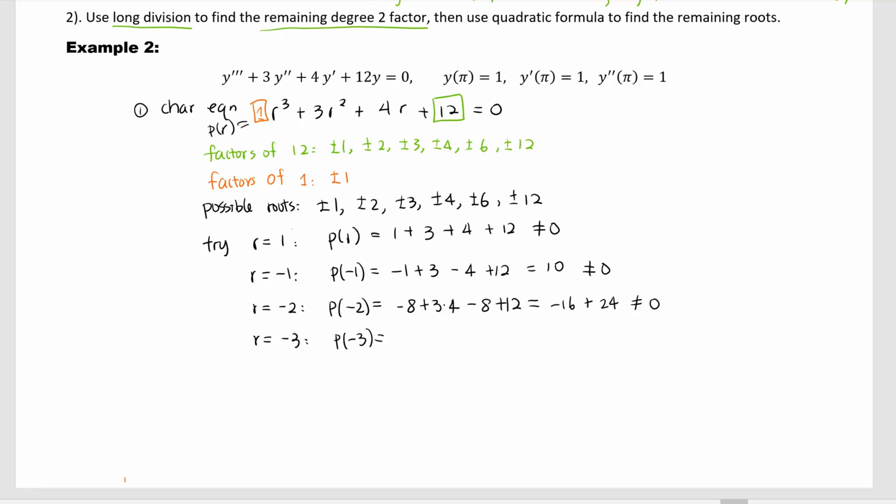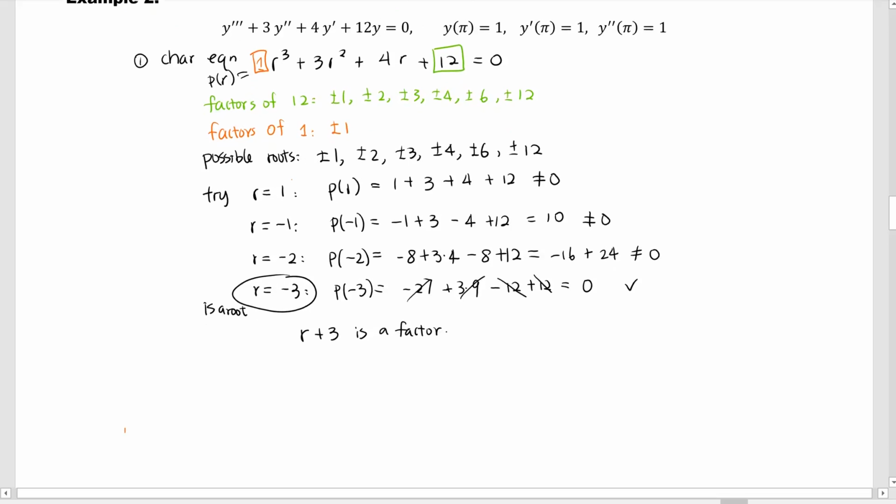Okay, -3 cubed is -27. 3 times r squared is 27. And then -3 times 4, -12. Oh, can you see they cancel? They cancel. We get 0. Yay! r equals -3 is a root. Okay, if this guy is a root, what is the corresponding factor? So r plus 3 is a factor. Okay, then we know this is a degree 3 polynomial.